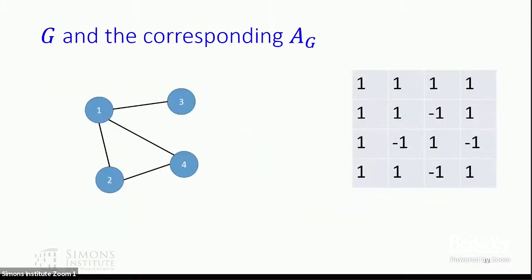So here's an example. Let's say this was our graph and the corresponding matrix AG that we had before. What changes now is that the entries that used to be -1, now I leave them free. Okay, the algorithm can choose whatever it wants to put them in order to minimize the largest eigenvalue.